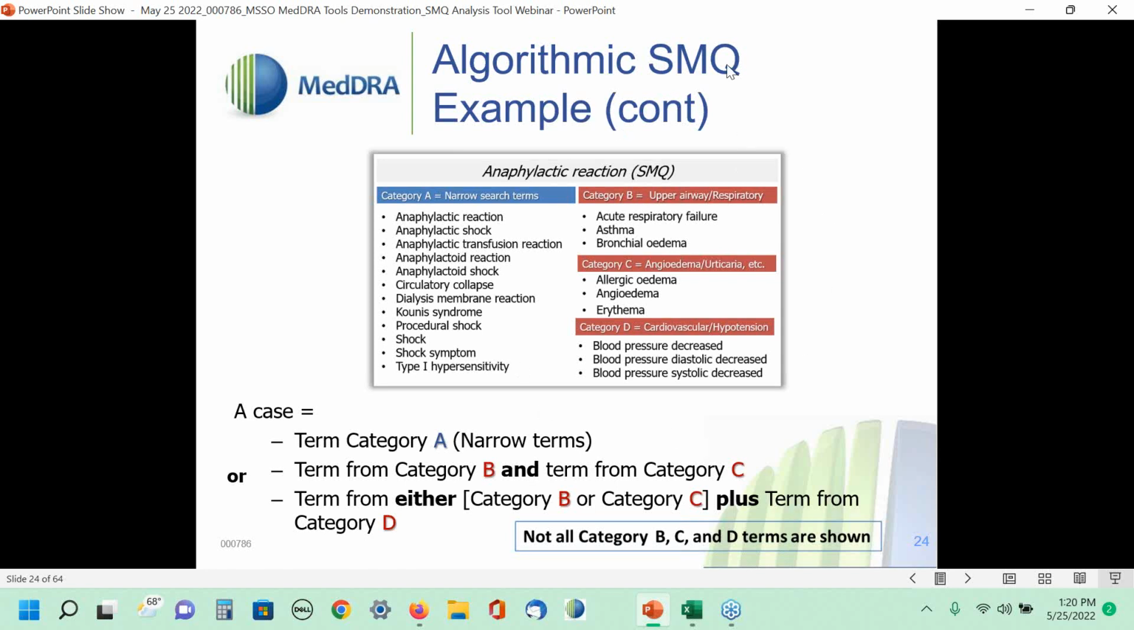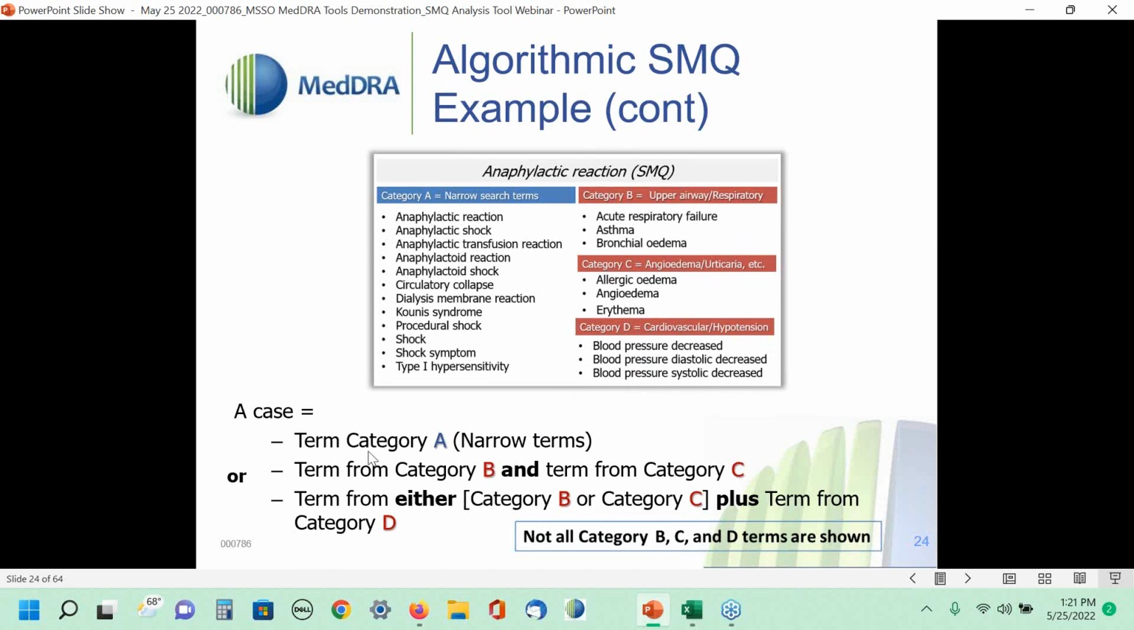On the other hand, the algorithm really applies when we start talking about the broad search terms. And for this particular SMQ, there are three categories of broad search terms: Category B, Category C, Category D. The Category B terms are going to be terms related to the upper airway and respiratory system. So we're showing you three of them here. This is not the entire list of broad search terms that are Category B in this SMQ, but here are three of them: acute respiratory failure, asthma, bronchial edema. We also have Category C terms, which relate to angioedema, urticaria, mucosal problems, such as allergic edema, angioedema, erythema. And then there's a third category, Category D, which are cardiovascular or hypotension in nature. So we have things like blood pressure decrease, blood pressure diastolic decrease, blood pressure systolic decrease.